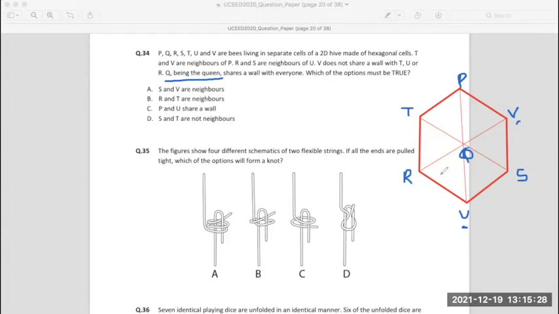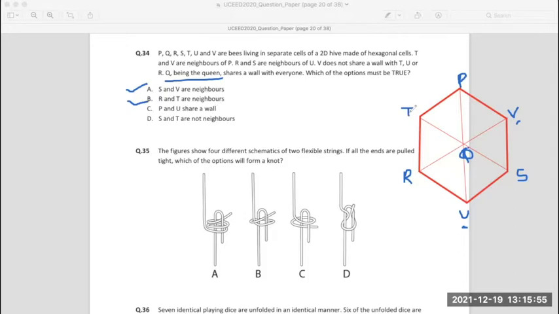So that way, if I reread all these conditions, they are all getting satisfied with this kind of organization. And that's how I arrived at this. Then I will go to the question: which of the options are true? S and V are neighbors, so A is true, correct? R and T are also neighbors, so even the second statement is true.